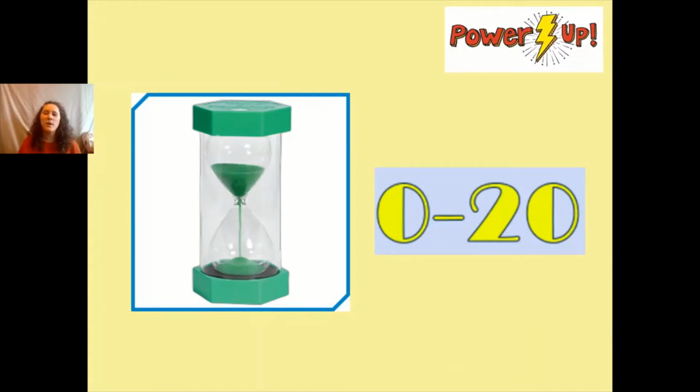Right, let's do our power up that we've been doing all week to warm up those brains. Remember, get your adult to set a minute timer on their phone and see how many numbers you can get between 0 and 20. Remember, don't worry if you don't get them all. See if you can get more than yesterday. Right, pause the video here and do your numbers.